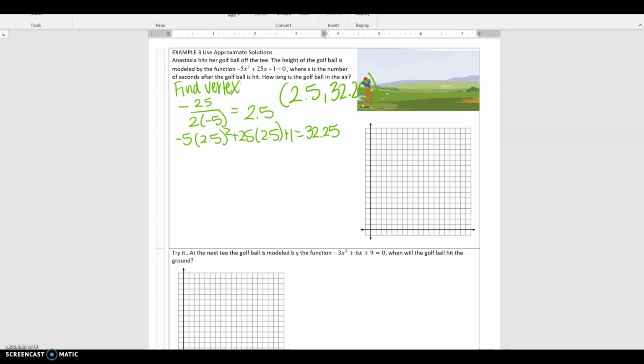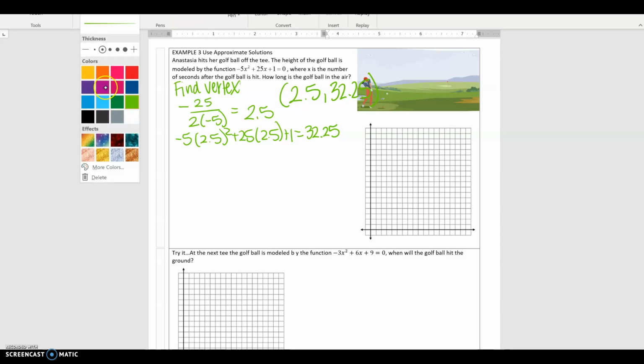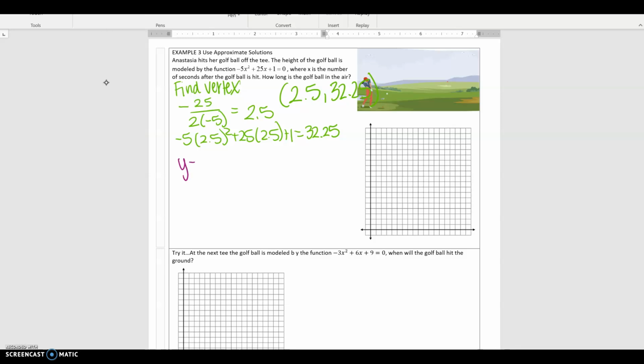Then find your y-intercept, which is right there, so 0, 1. And then find additional points. So since I'm at 2.5, I'm going to go ahead and do, and this is 0, so 1, and then I'm going to do 2, and then I'm going to do 3, 4, 5. And I'm just going to plug those in. Go ahead and try that. Plug these in and get those points.